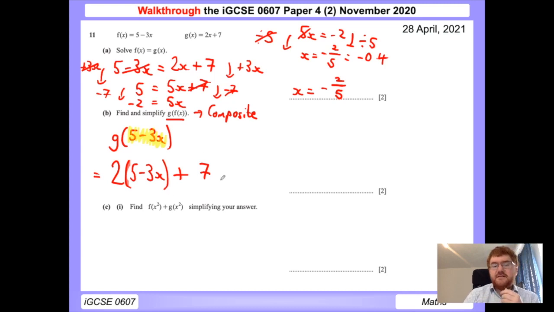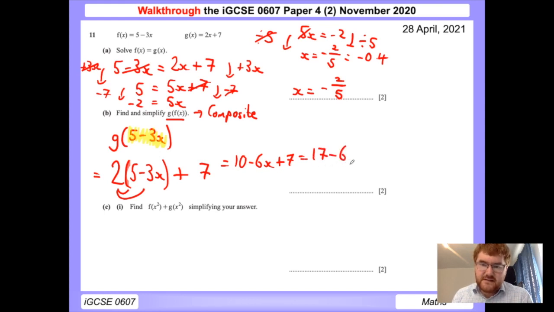At this point, this gives me an expression I just need to simplify. So we're going to use the hook to multiply the bracket. So we get 10 minus 6x plus 7. Again, if we simplify that down, well, 10 plus 7 is equal to 17, and the 6x stays as it is. So we get our answer of 17 minus 6x, final answer.